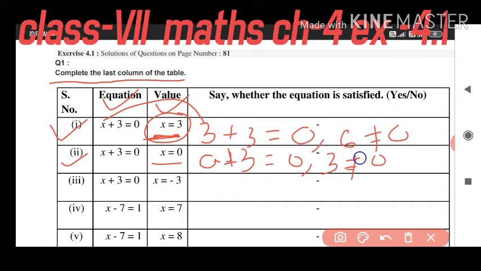That means this also does not hold. So here what will you write? No, because this is not true. So here also you will write no. Now third question.